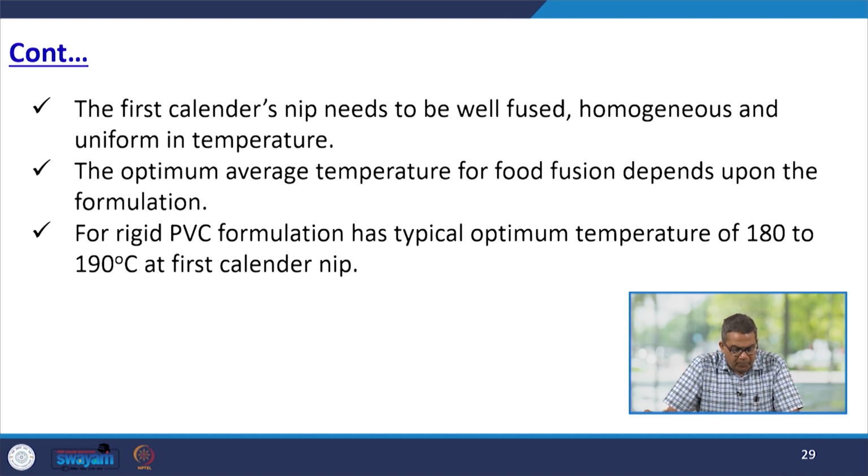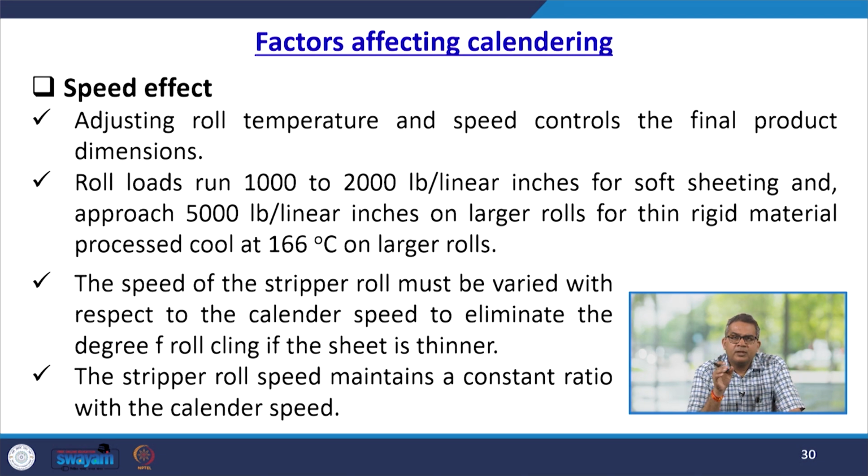Now the optimum average temperature for food fusion depends upon the formulation. For rigid PVC formulation, this has a typical optimum temperature of 180 to 190 degrees Celsius at the first calendar nip. Another effect which is important is the speed effect. The adjusting roll temperature and speed controls the final product dimension.